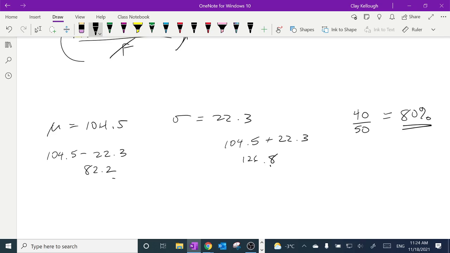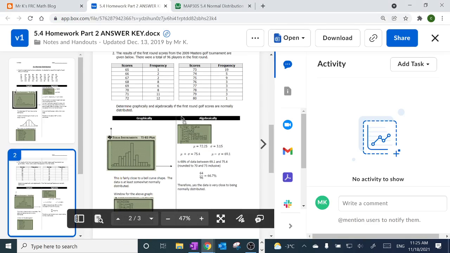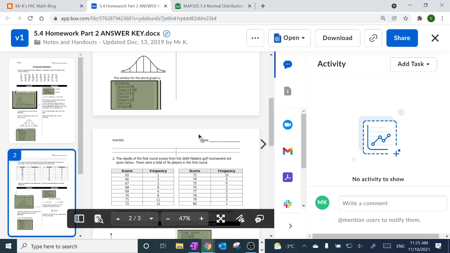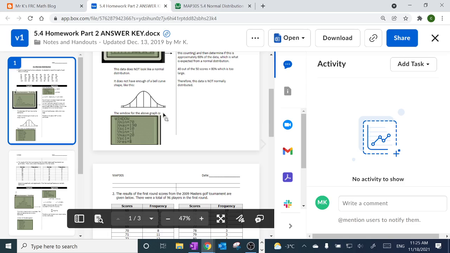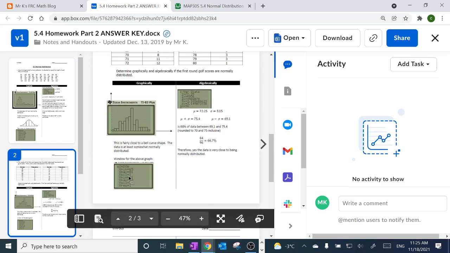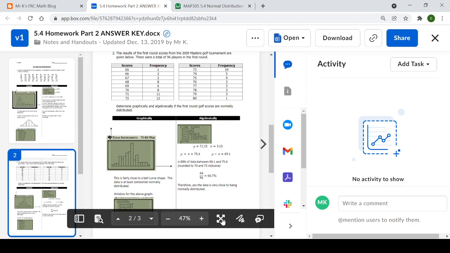Okay, let's look at the second question now. The second question gives me frequency tables, which makes my life easier on the TI calculator. TIs love these kinds of data, these kinds of frequency scores, right? So the bin width for the first one is 10. The bin width for this one is 1. We're actually counting by ones here, because the scores are 65, 66, 67. So let me make that bigger.